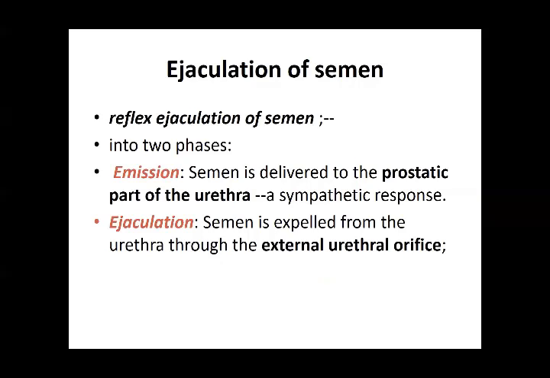Then there are two conditions. How does it ejaculate? Ejaculation of the semen is a reflex in two phases. First, it is emitted, that is, semen is delivered from the testes to the prostatic part of the urethra. That is a sympathetic response. And then it is ejaculation, in which semen is expelled from the external urethral orifice. When there is the sympathetic response, it comes to the prostatic part of the urethra from the testes along with its seminal fluid, and then ejaculation is through the external urethral orifice, that is, the opening of the penile portion of the urethra.